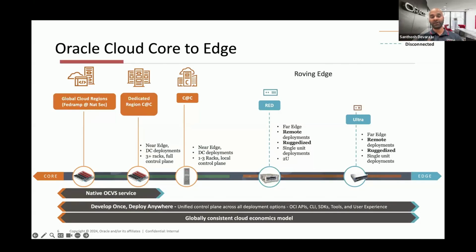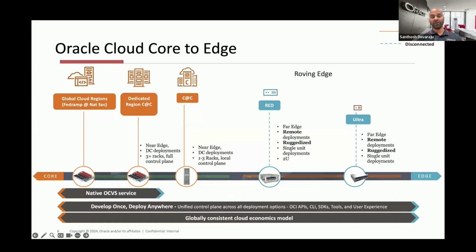If we move a little further, we also have something called Cloud at Customer, which provides over IaaS services where it is deployed in the customer data center. It's a single rack solution where the customer can scale from 1 to 3 racks with all the IaaS services, whether it is Kubernetes, native VMs, Oracle databases, anything of that sort.